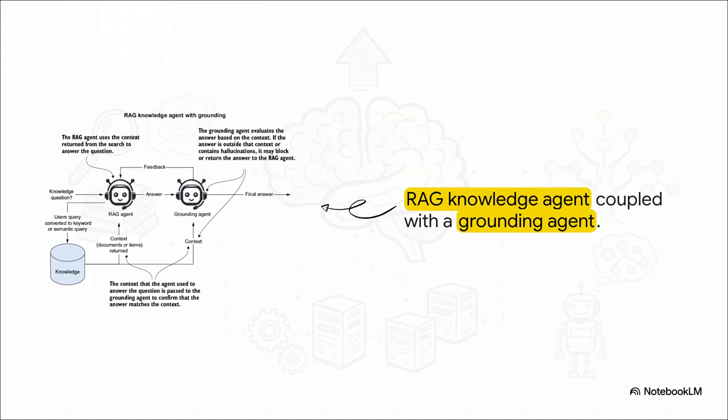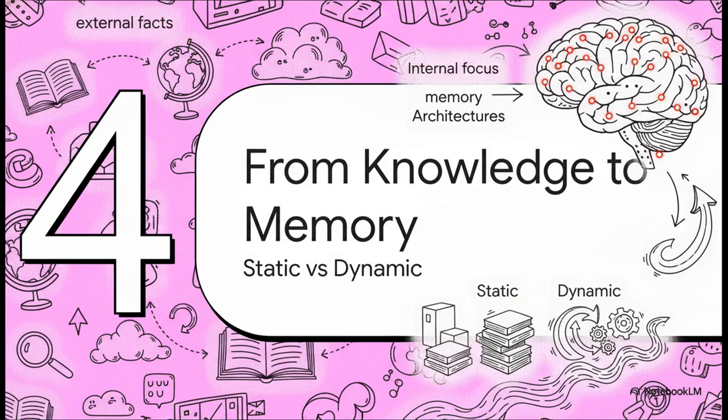Depending on what it finds, it can approve the answer, block it entirely and return a safe static response, or literally send it back to the primary agent and say, try again, but stick to the facts this time. It's a brilliant automated system of checks and balances. Let's transition to Section 4, from knowledge to memory.